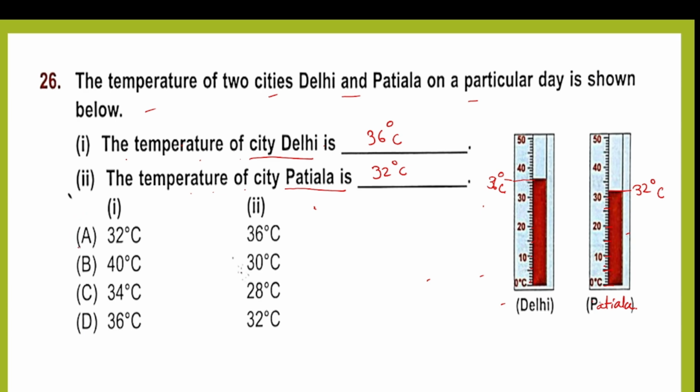Now we can choose the correct option. So option A is not correct, B not correct, C not correct. Option D is 36 degrees Celsius and 32 degrees Celsius. So this is the correct answer.